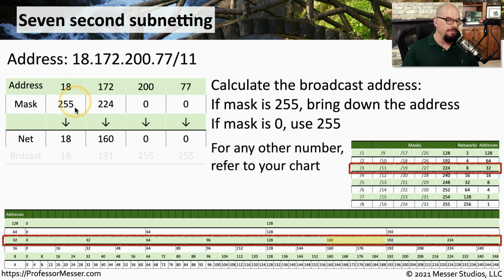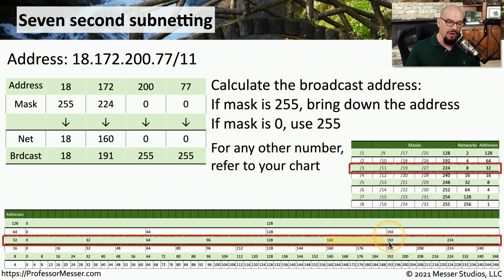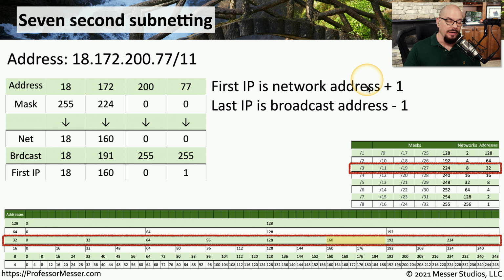Now we'll calculate the broadcast address. If the mask is 255, we'll bring down the address. If the mask is 0, we will bring down the value of 255. And again, we'll refer to our chart where we have that second subnet of 32. We also have in this range, starting with 160, we know that it goes all the way up to 191 because the next range starts with a 192. So our broadcast address is 18.191.255.255.